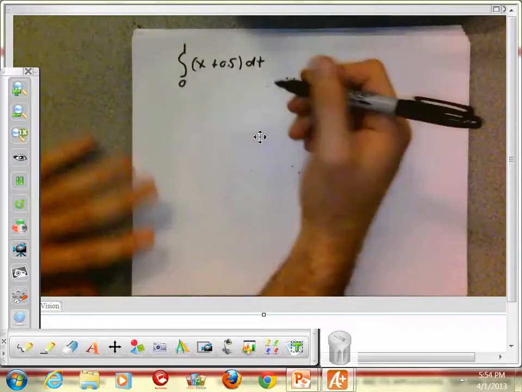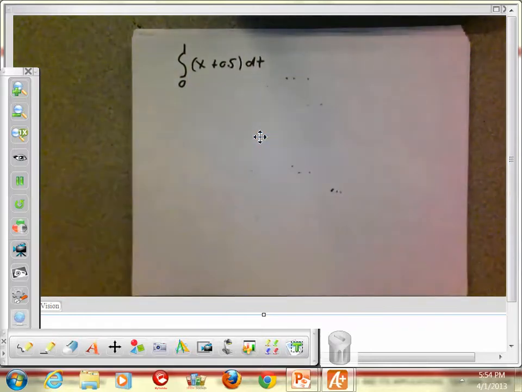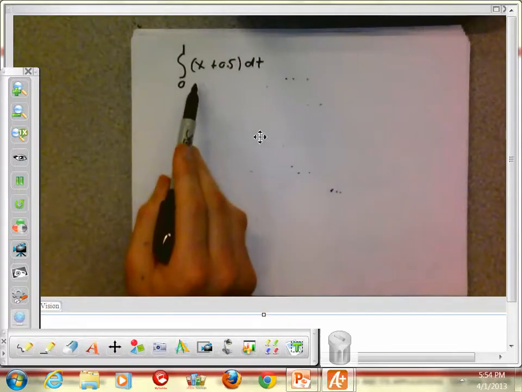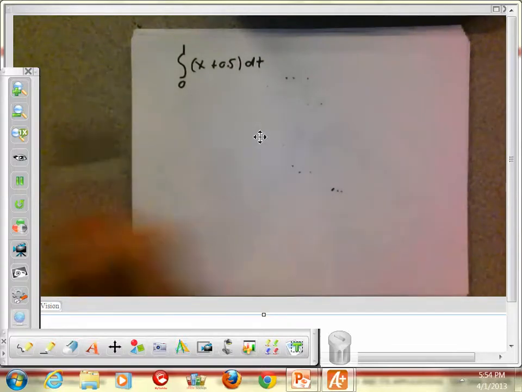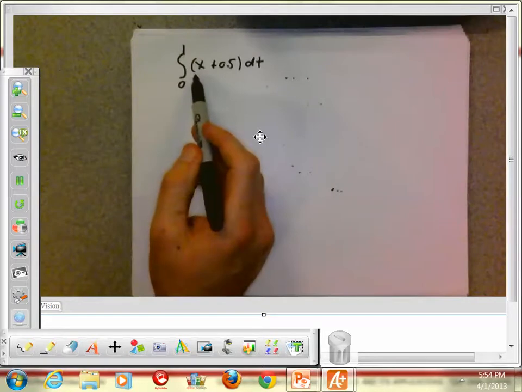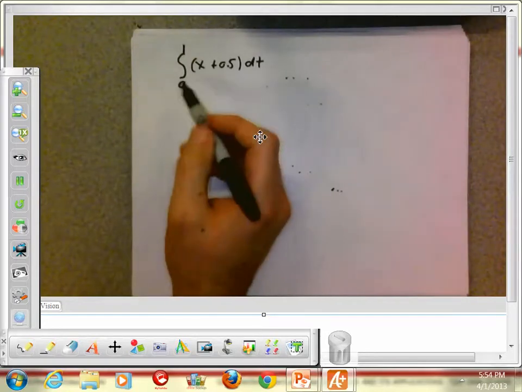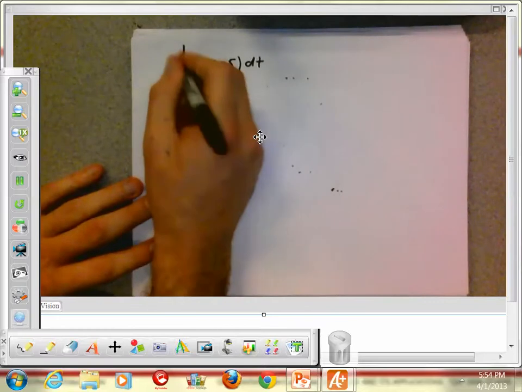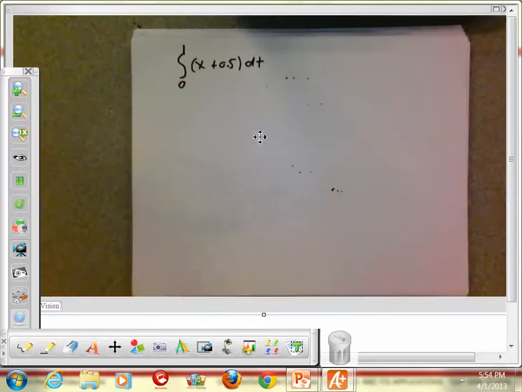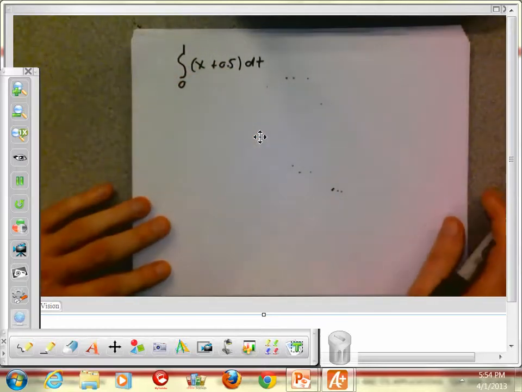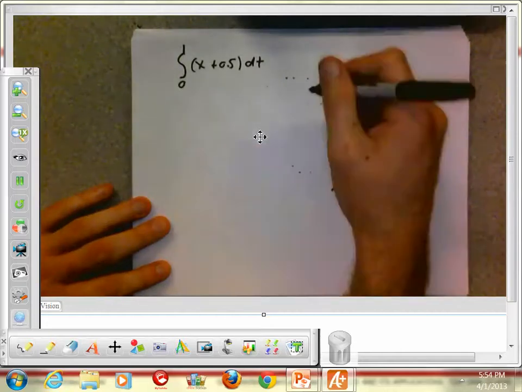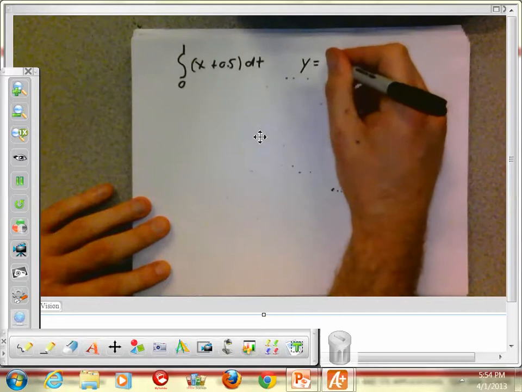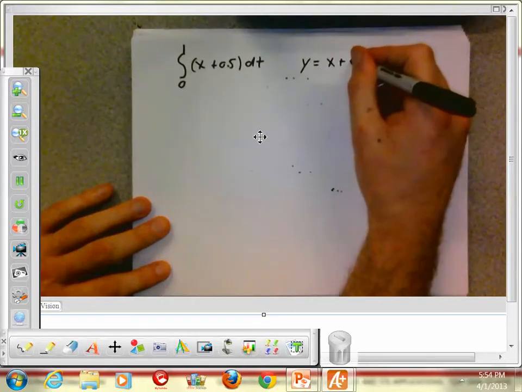Essentially what we want to do is find the area between this curve and the x-axis, between the x values of 0 and 1. So in the definite integral, these two values here are going to be your bounds on the x-axis. All right? So let's start out by graphing it. I'm going to let y equal x plus 0.5.